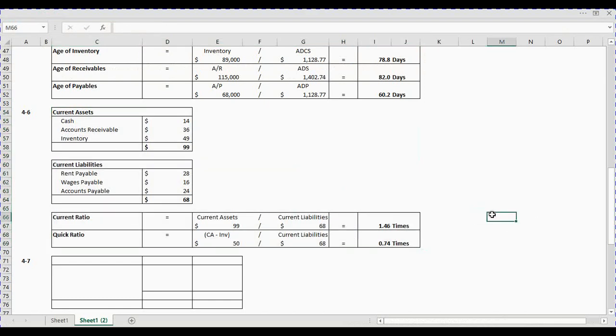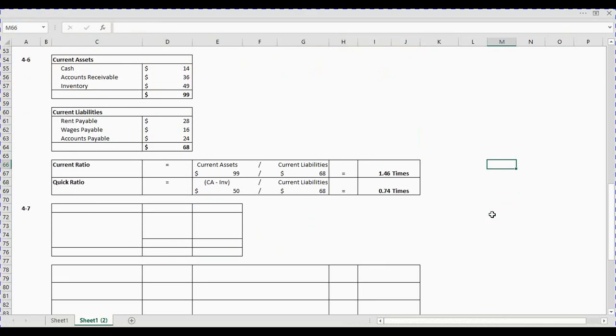So we're going to revisit something that we studied in the accounting module. We're going to look at the current ratio and the quick ratio. I'm not going to spend a whole lot of time here because we studied this a lot in the first 3 weeks. We know what current assets are.